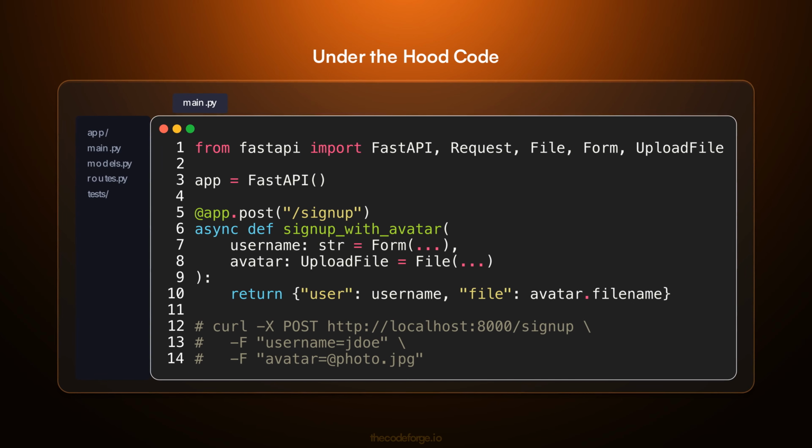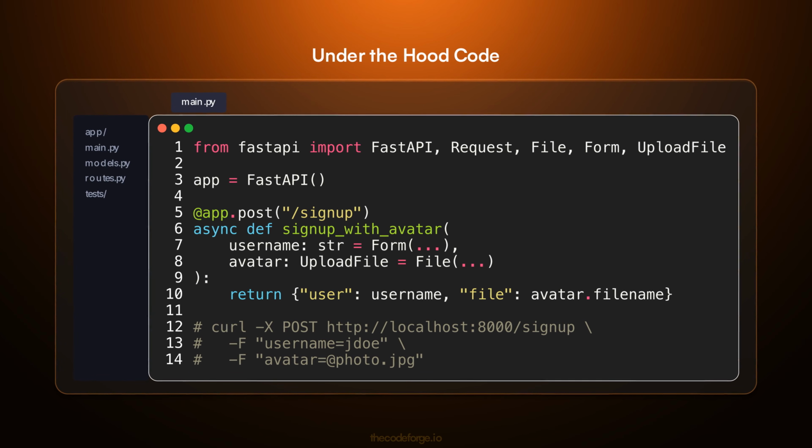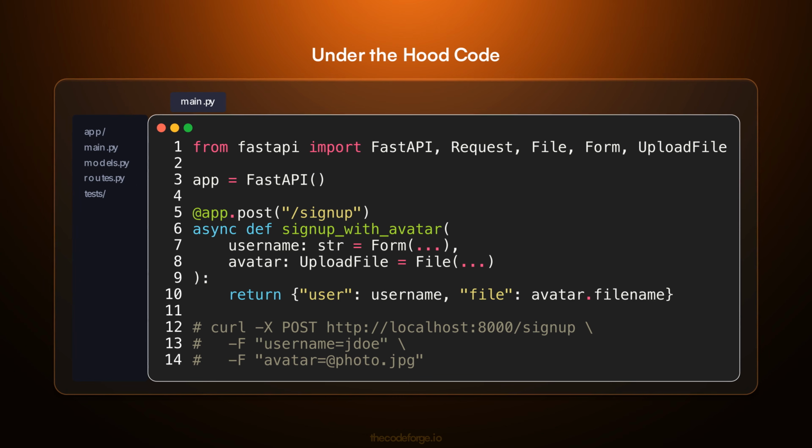This code simulates what FastAPI sees under the hood. The username comes from a text part, the avatar from an octet-stream part. The curl command shows how to send both fields in a single multipart request.